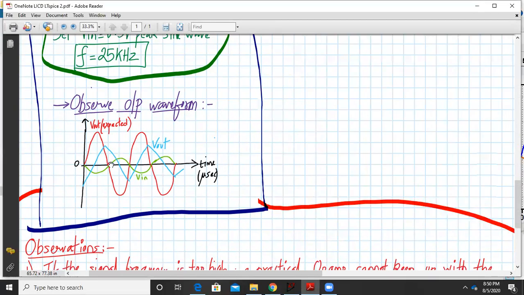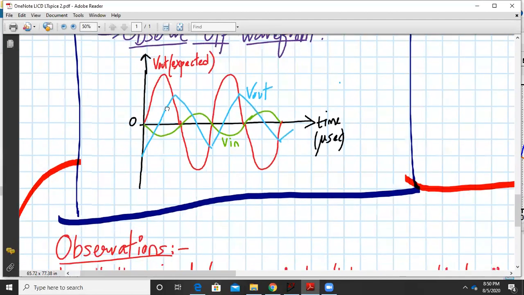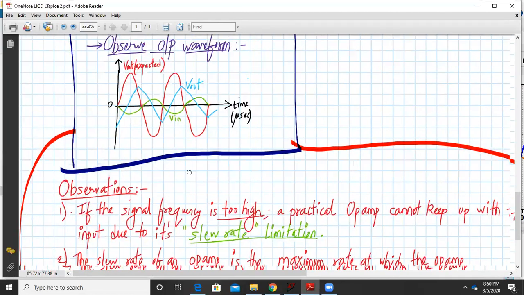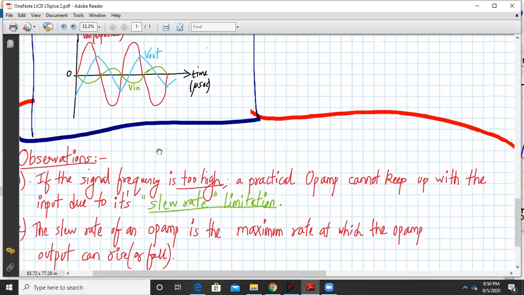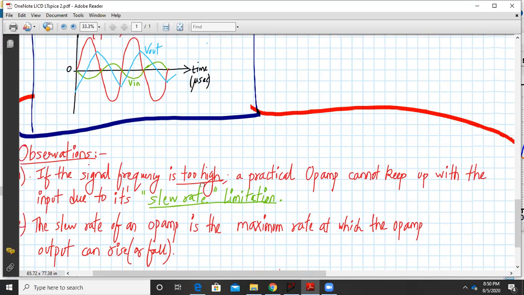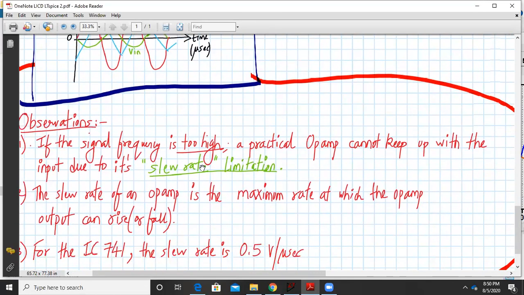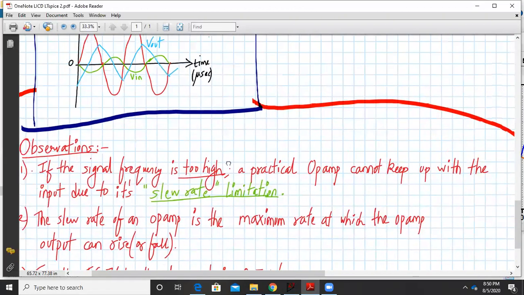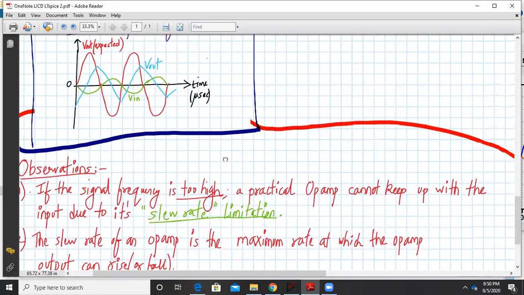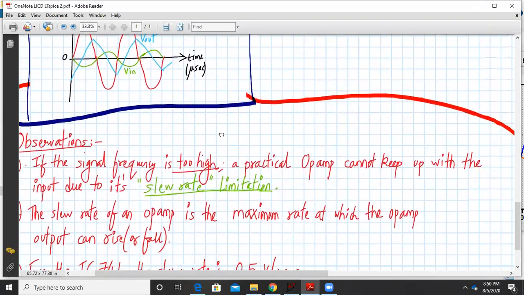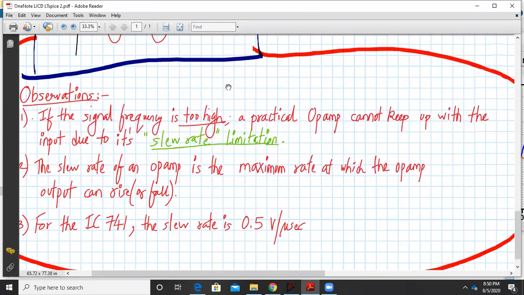So let us try to understand this. Let us read out the observations first and then we'll explain. If the signal frequency is too high, a practical op-amp cannot keep up with the input due to its slew rate limitation. The slew rate of an op-amp is the maximum rate at which the op-amp output can rise or fall. In other words, it is the speed of the op-amp. It tells you how fast the op-amp is. For this IC 741, the slew rate is around 0.5 volts per microsecond.